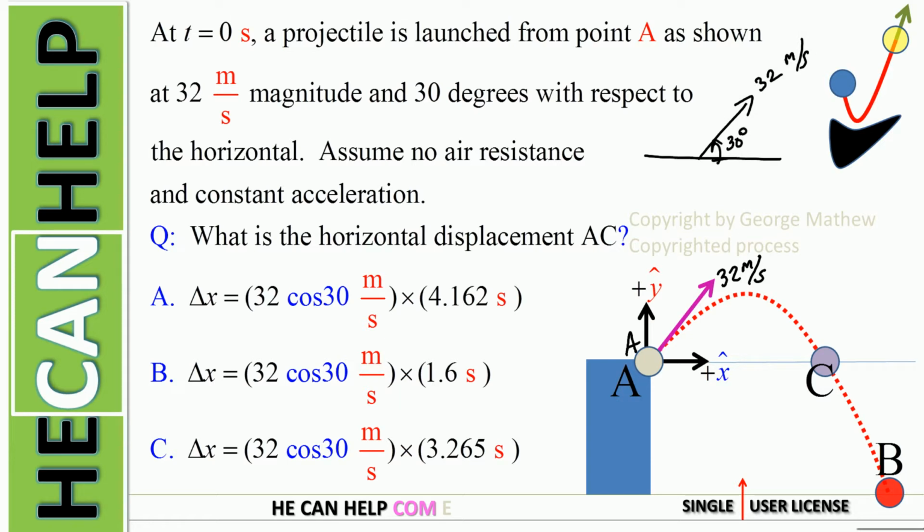What is the horizontal displacement AC? Basically, we are asked for this distance. What is the horizontal displacement AC? Is it A, or is it B, or is it C? Points A and C are at the same height.